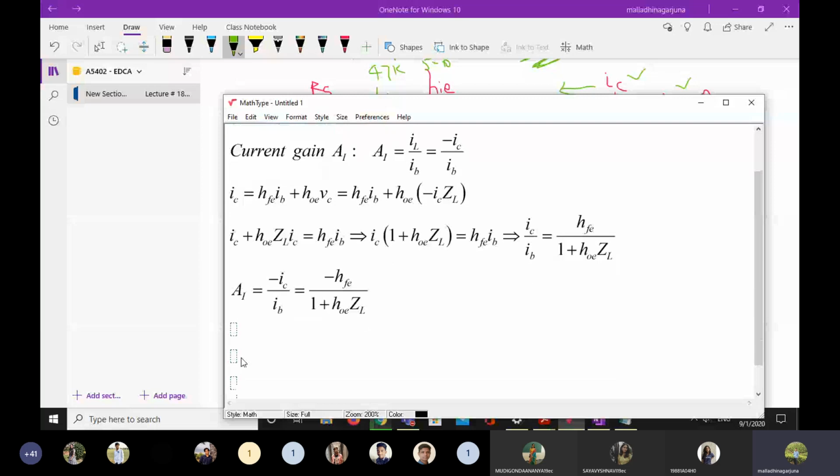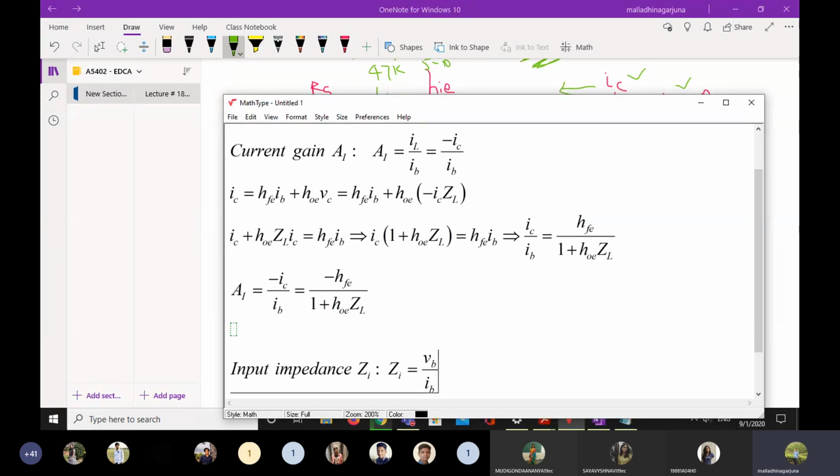Next, we can calculate the input impedance. Input impedance, or input resistance, means input voltage by input current. What is the input voltage? VB. What is the input current? IB. Input voltage by input current is our input impedance.